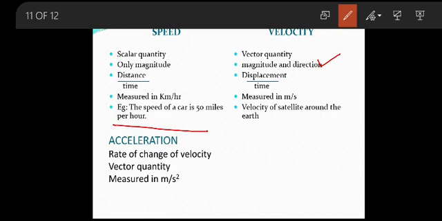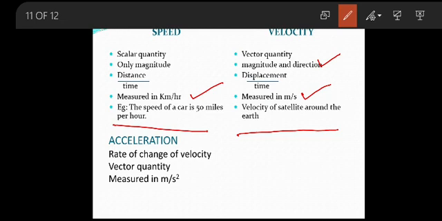For example, speed of a car is 50 miles per hour, and velocity of a satellite around the earth. We usually don't say speed of a satellite around the earth because it determines the direction around the earth. Whenever direction is mentioned, it becomes velocity. Velocity is measured in meter per second. Speed is measured in kilometer per hour. These are the units of speed and velocity.